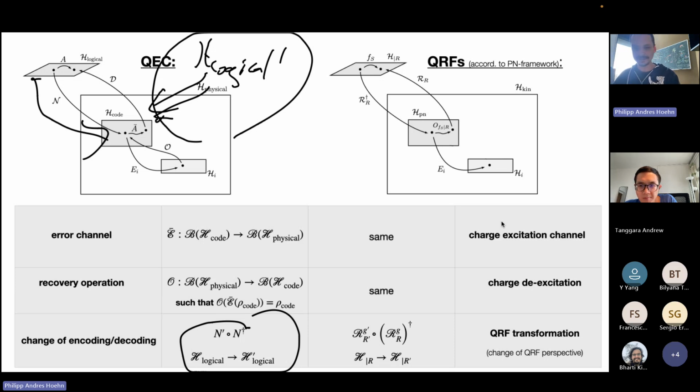I'm not going to talk further about this last thing. I just wanted to mention it because these quantum reference frame transformations have received a bit of attention in recent years, and have generated a new subfield that interfaces quantum foundations, quantum gravity, and so on. There is an analog on the quantum error correction side, which is this change of encoding. But people, I guess, don't usually look at it on that side at least.